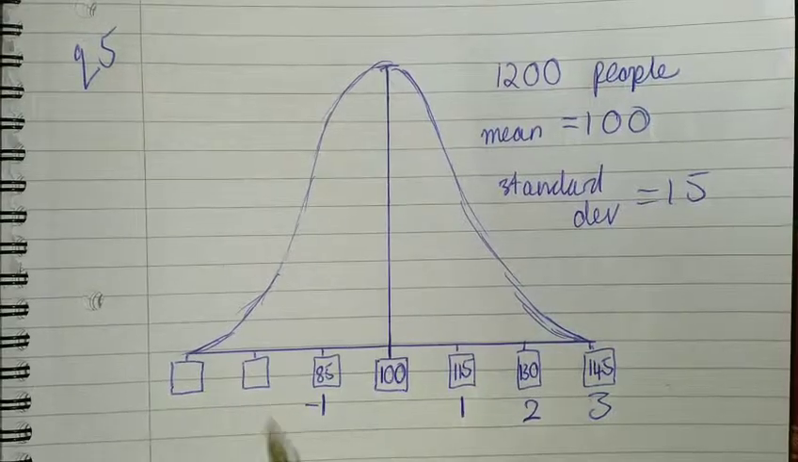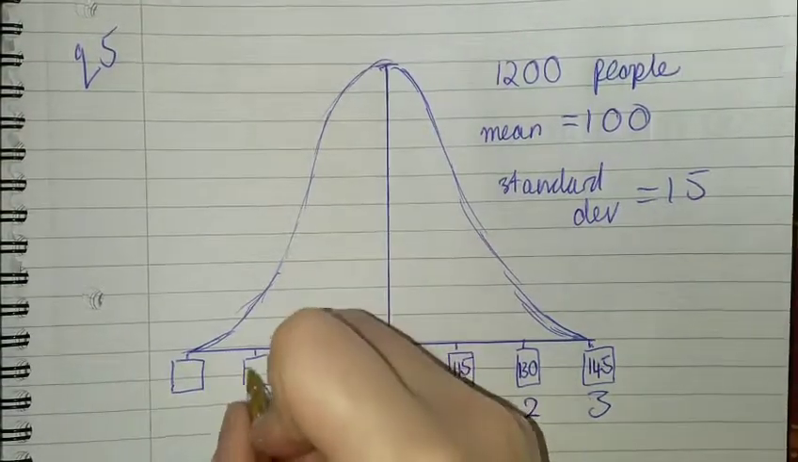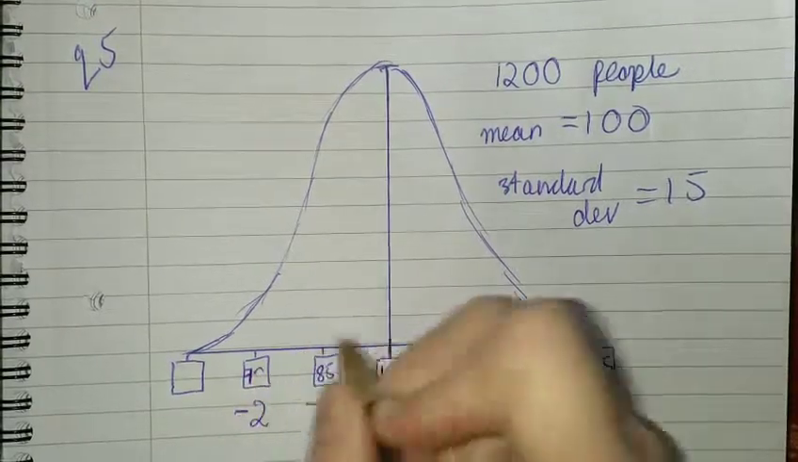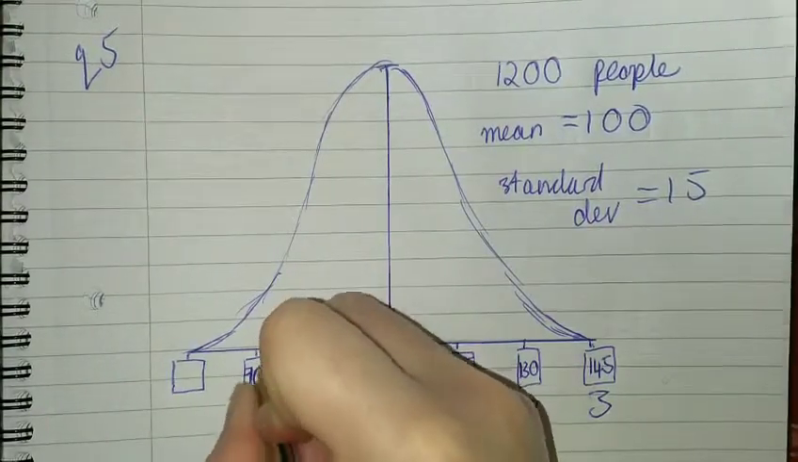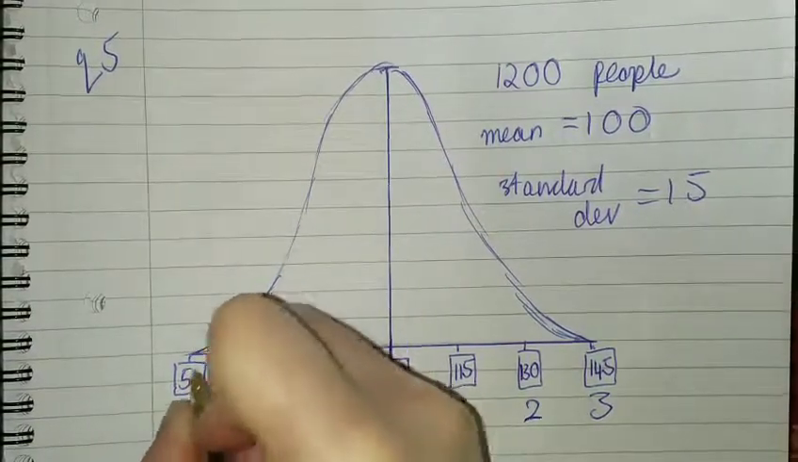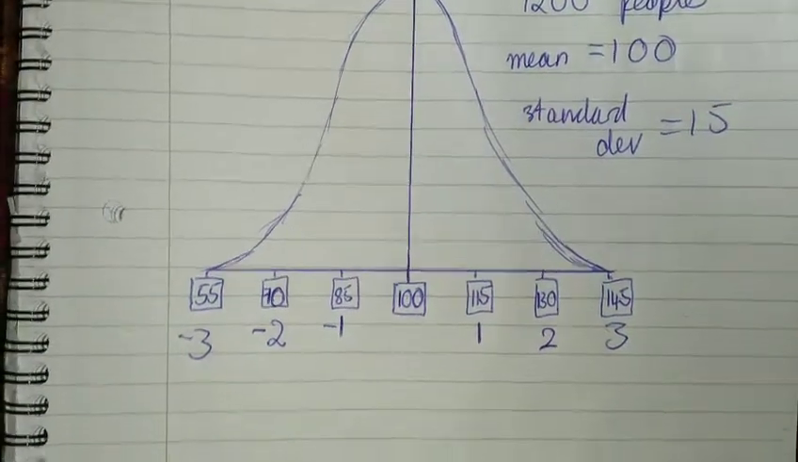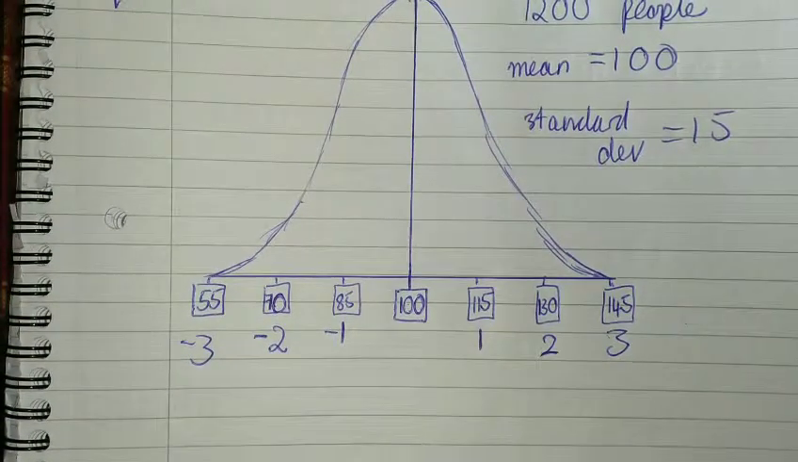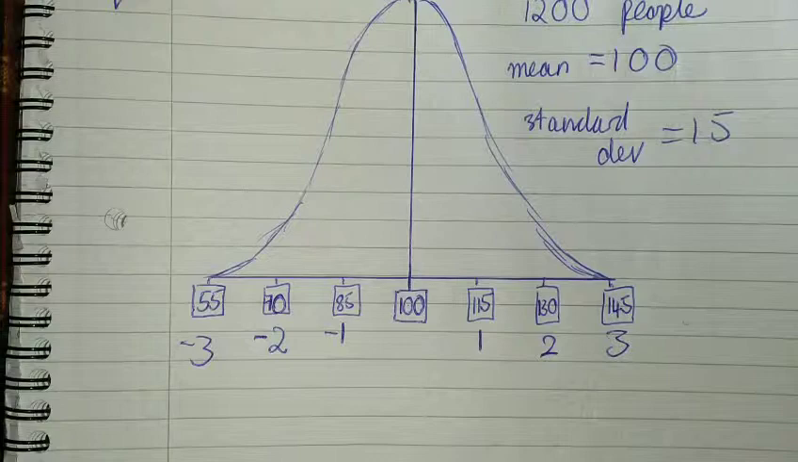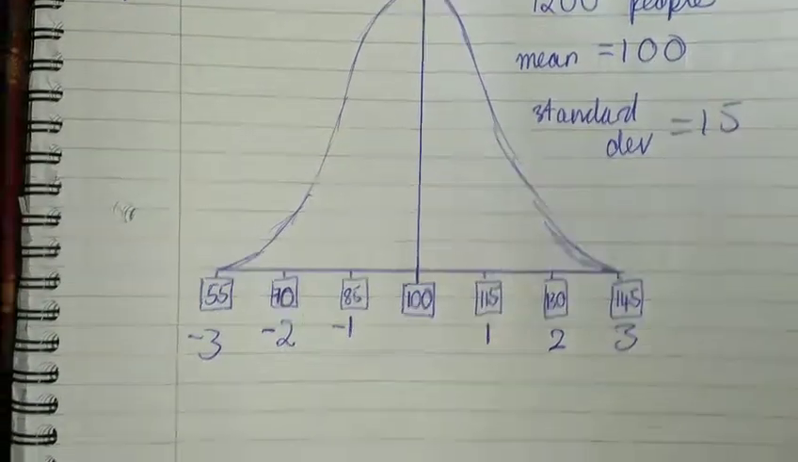If we're minusing another standard deviation, so minus 2 standard deviations, we'll get 70. And minusing another standard deviation, we'll get 55. Then we're told that a person is chosen at random from those surveyed. Use the empirical rule to find the probability this person has an IQ score between 70 and 130 points.